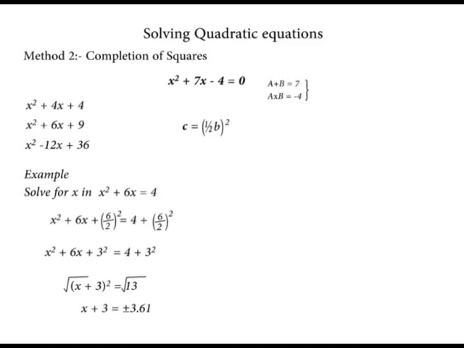So if we take the positive, x plus 3 is equal to plus 3.61. It means x will be 0.61. If we take the negative, x plus 3 will be equal to minus 3.61, and therefore x will be equal to minus 6.61.